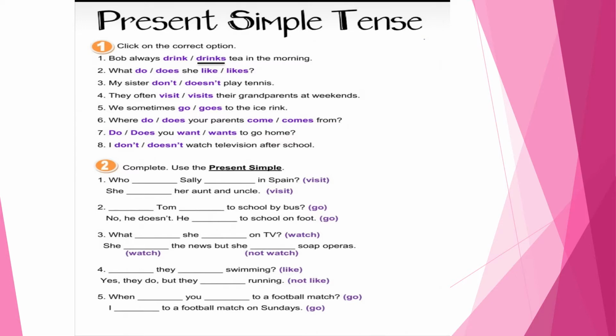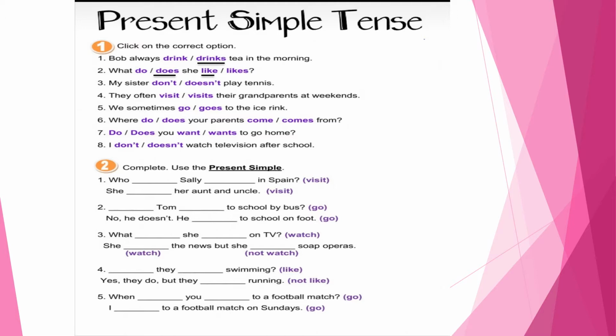Okay. Number two, what do or does she like or likes? Here you have a question. You have the pronoun she. Okay, so with she, he, or it, you use does, so you will choose does. What does she like or likes? Of course, you will choose like because after do or does, the verb must be in infinitive without any additions or in its basic form. Okay, in other words, you have to keep your verb as it is.